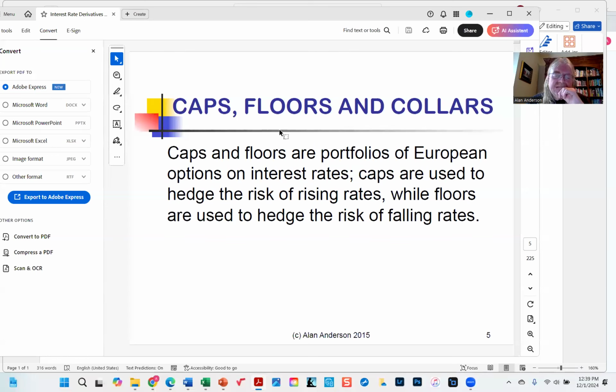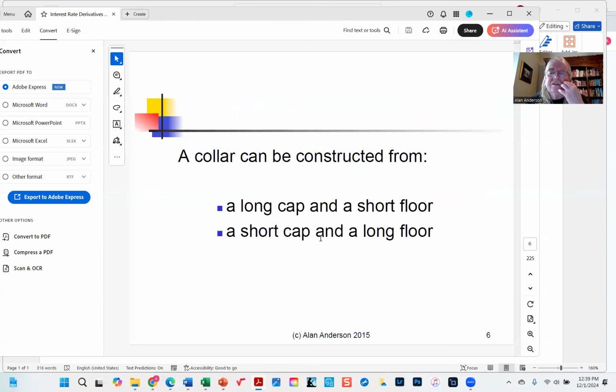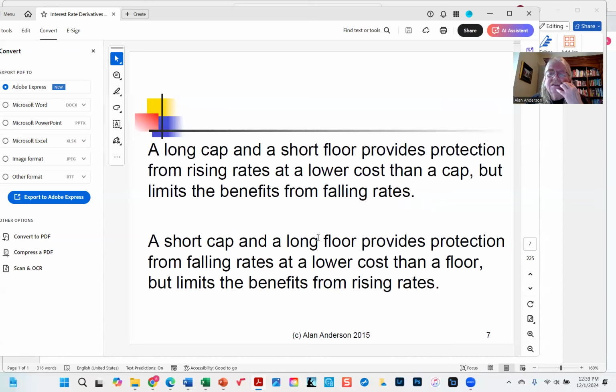But caps, in a nutshell, are designed to help us hedge the risk of rising rates. Floors let us hedge the risk of falling rates, which means they are in effect a portfolio of puts. And a collar basically gives us coverage on the upside and the downside, meaning it hedges interest rates from going up too high or down too low. So they're basically a hybrid of caps and floors. Wow, what an interesting market this is.